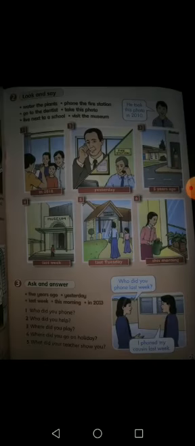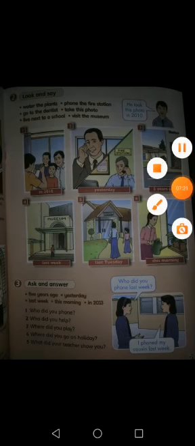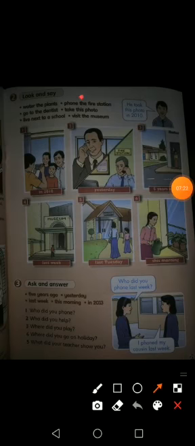Okay, so this is about the rule. Let's move to your student book, page 25. Okay, page 25. So here we have exercise 2. In this exercise, you have to look and say, okay? So here we have photos, okay? Look at the first example.